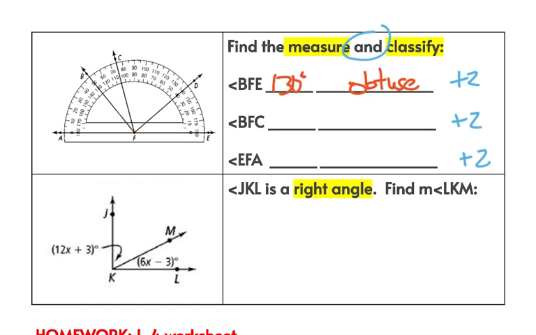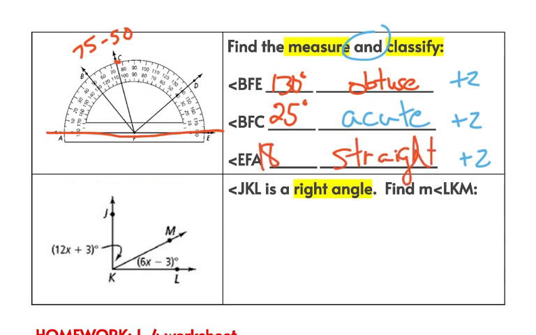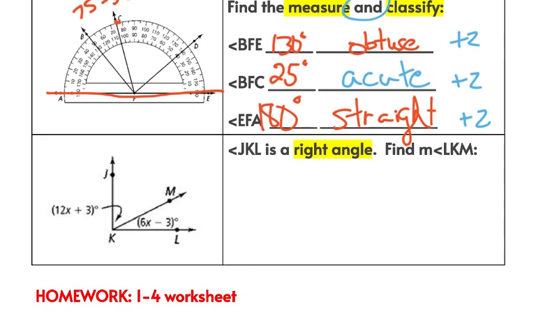The next one in blue, BFC. Let's do that. B into F into C. Well, that's a cute little angle, right? Cute. Now, I can either count the tick marks from C to B or B to C. Doesn't really matter. Or I can subtract 75, which is where this one's hitting, right between 70 and 80, minus 50, which I think I'll choose to do. That's a 25-degree acute angle. And EFA is that straight angle, and it measures 180 degrees. So 6 more points for that.